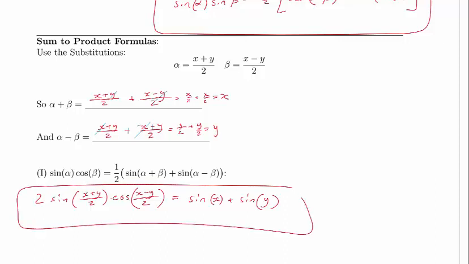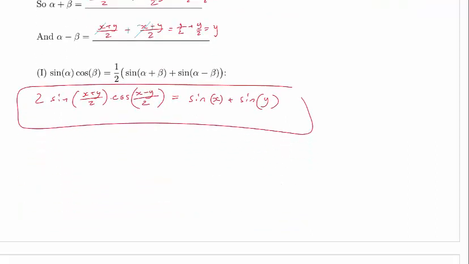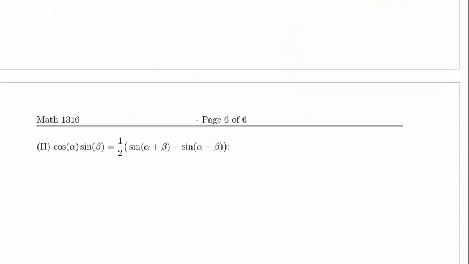Now we've got a sum over here on the right-hand side. So you have a sum of two functions. If you want to convert that into a product, you just take the x and y values and use this part of the formula right there. All right, let's look at the second one.